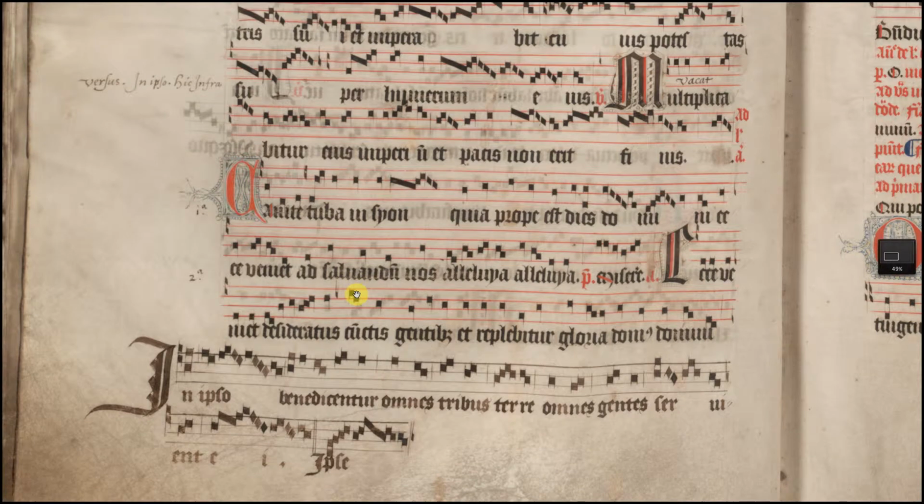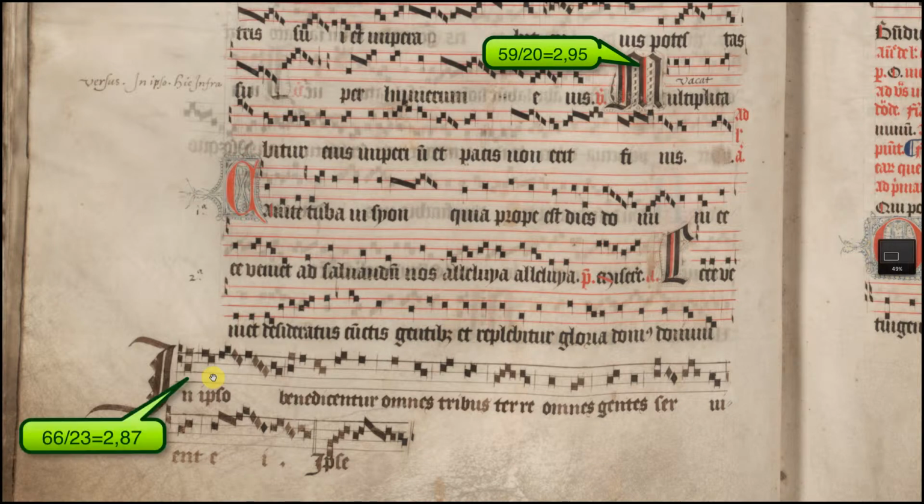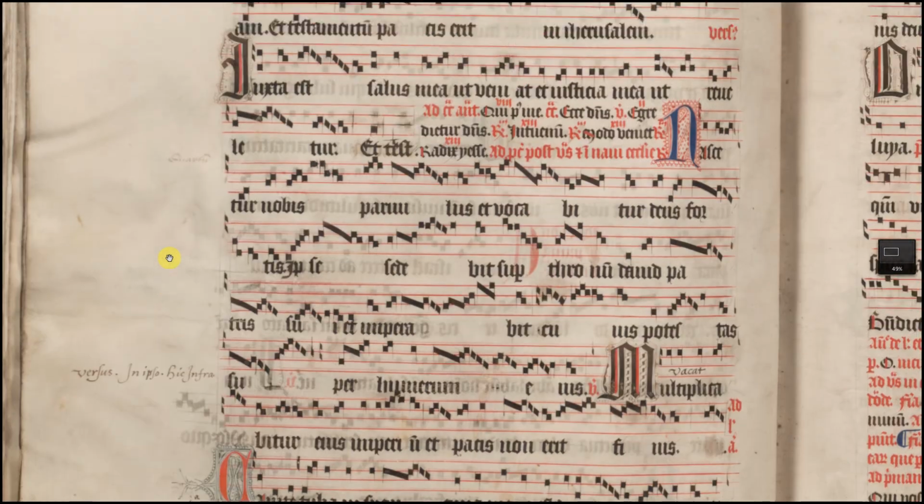It's an interesting thing because then you can also measure verse here, Multiplicabitur, which has a 2.95 factor, or another verse which has a 2.87, and that would be rather an average for a verse having 3 notes to the syllable as an average. And then, of course, responsories like this one, being the more virtuosic chants and having sometimes quite long to very long melismas. Well, this one in particular has a factor of 4.26.